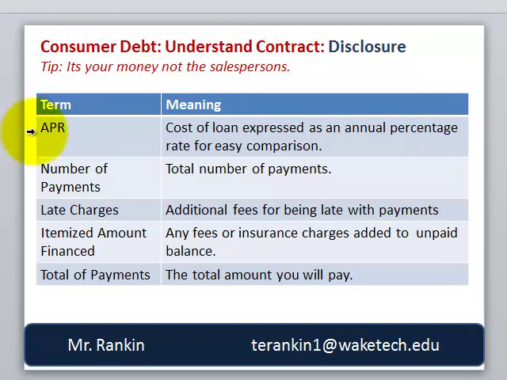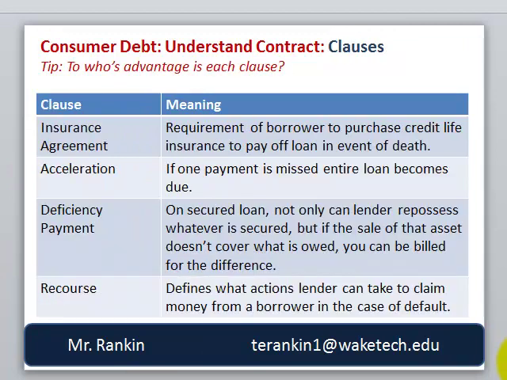First item is the annual percentage rate. What's the interest rate you're paying? What are the number of payments? What are the late charges? Any other fees being charged over and above the amount of unpaid balance? And what is the total of all the payments you'll be making? All of these will be disclosed on the loan agreement.